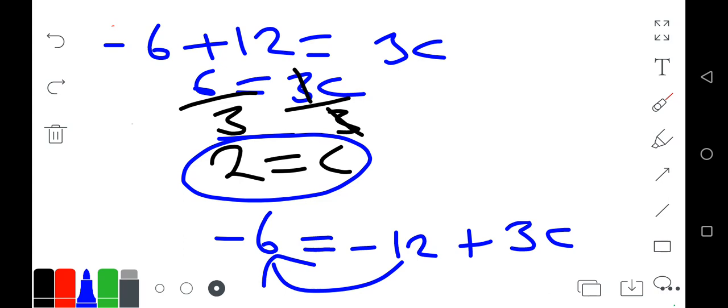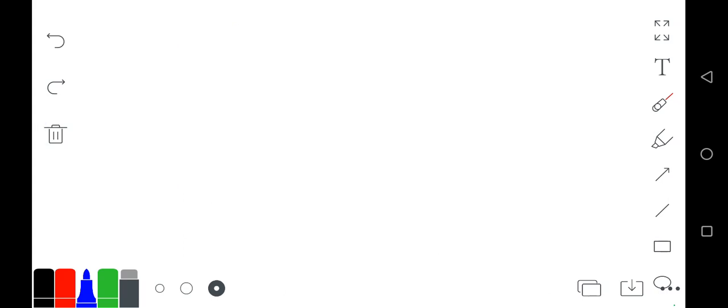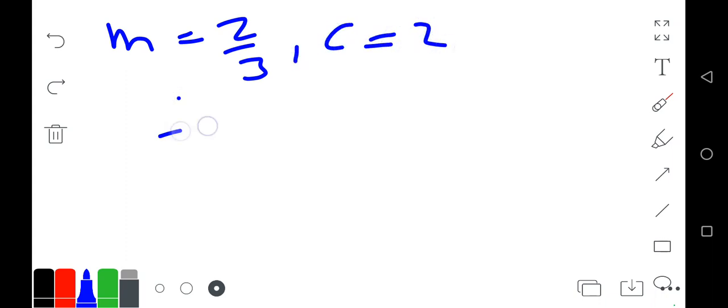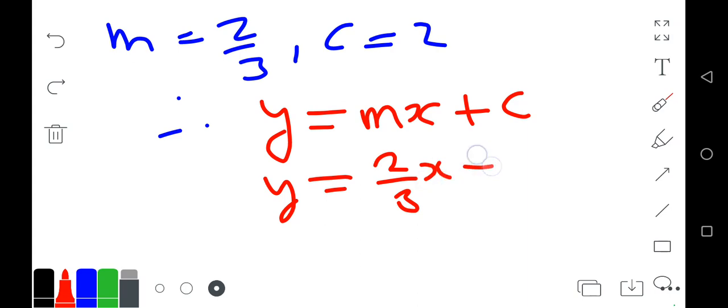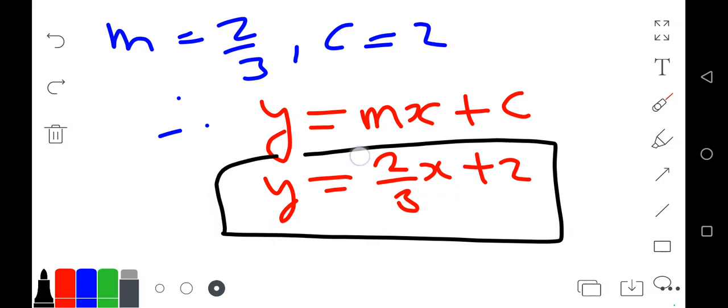Now it's just a matter of replacing. We know that the gradient is 2 over 3 and our c is 2, so our y equals mx plus c. So y equals 2 over 3 x plus 2. That is our equation that is parallel to the other equation.